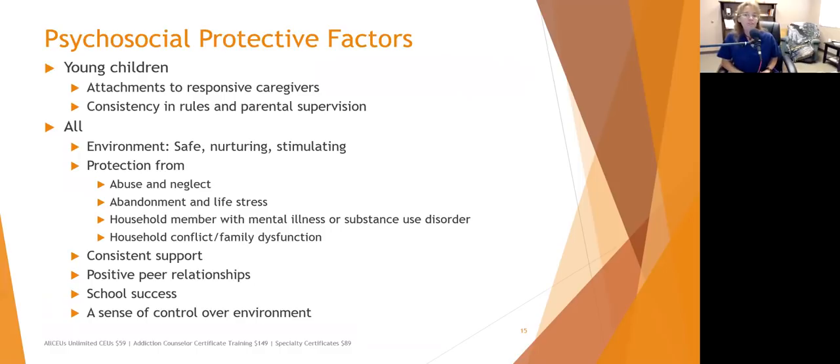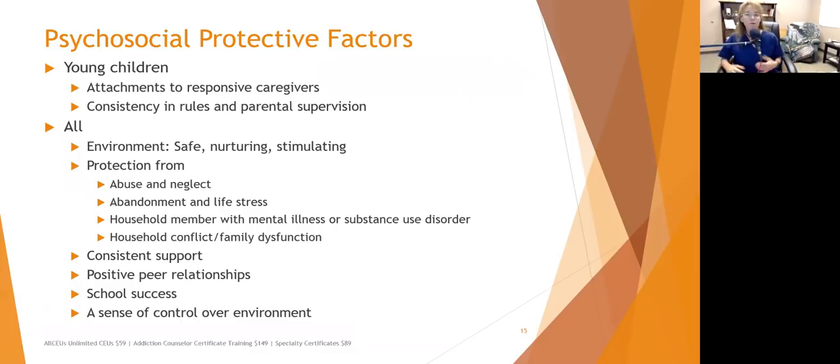We want to protect everybody from abuse and neglect. Not only does that hurt self-esteem and mood and produce a lot of anxiety and stress, but it can cause physical damage to the brain. We want to protect people from abandonment and life stress. Now, life stress happens, but we do want to try to mitigate that as much as possible, and protect them from feelings of abandonment, so they always have, hopefully, somebody they can rely on.